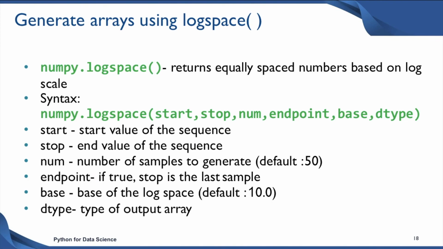Then the next function is logspace. It returns equally spaced numbers based on a logarithmic scale. You need to specify the start value, the stop (end of sequence), then the number of samples to be generated. By default it takes 50 samples. If endpoint is true, the stop value is also included. If you don't specify it as true, then the stop is not included. Then we need to specify the base of the log space, which is 10 by default, then dtype.